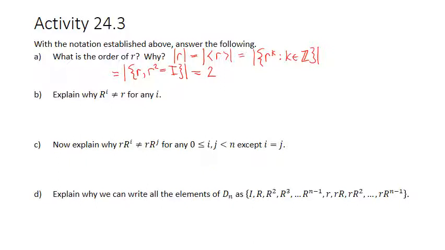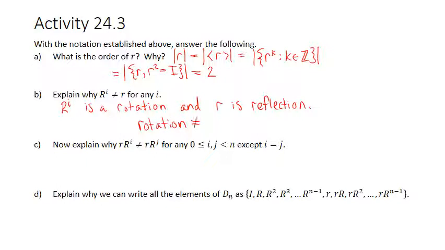Okay, part B, explain why capital R to the i is not equal to little r. Well, I think the easiest way to explain it is that capital R to the i is a rotation, and little r is a reflection. And reflections are not rotations. They're just not the same. You can multiply them together and get different things, but a rotation itself is not going to be a reflection.